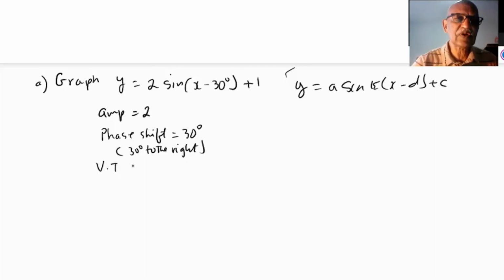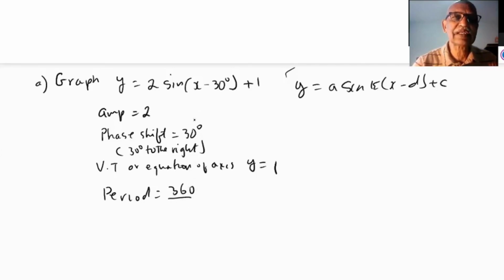Vertical translation, or equation of axis, means the new axis, the new middle line. The equation of axis is y equals 1, which is c here. The period, as we have seen before, is 360 divided by k. Our k here is 3, so the period is 120 degrees.